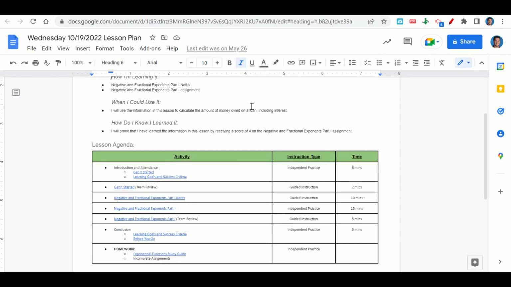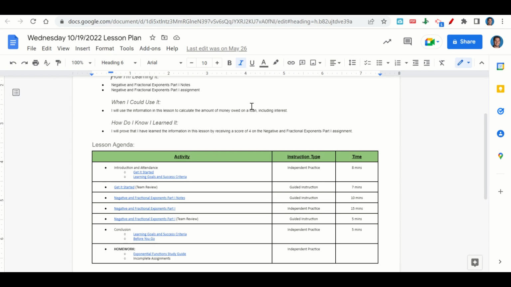Now let's take a look at our agenda for today. We will begin by going over the learning goals and success criteria. While we do that, you'll fill out your Get It Started. Once you've completed your Get It Started, we'll go over it together and answer any questions that you may have. After that, we'll go over the negative and fractional exponents part 1 notes, and then I'll give you time to complete the negative and fractional exponents part 1 assignment. Once you've completed the assignment, we'll go over it together and answer any questions that you may have.